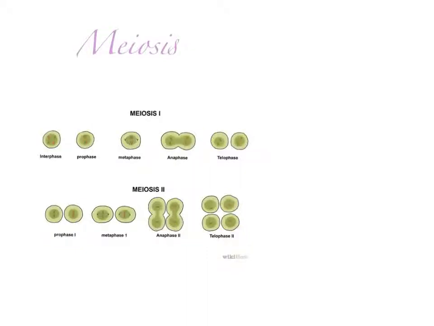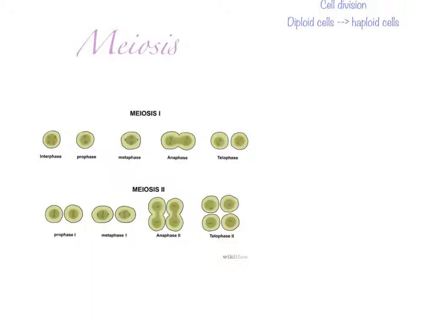Okay, so this video is on meiosis, the process of meiosis, why it's important, and how meiosis leads to genetic variation. So meiosis is a process of cell division. Like mitosis, however, cell division results in the diploid cells becoming haploid cells, which means that the number of chromosomes in the cells is reduced.